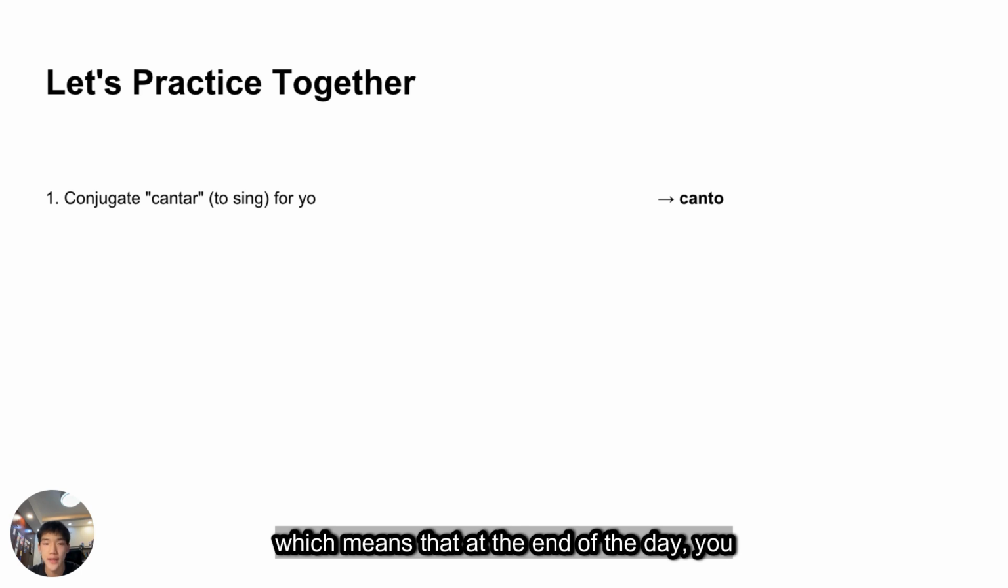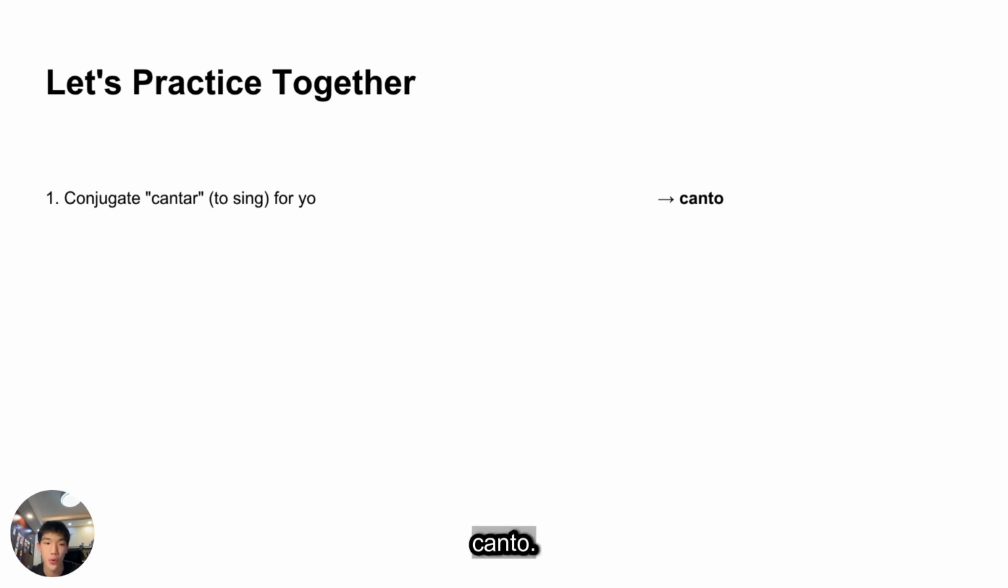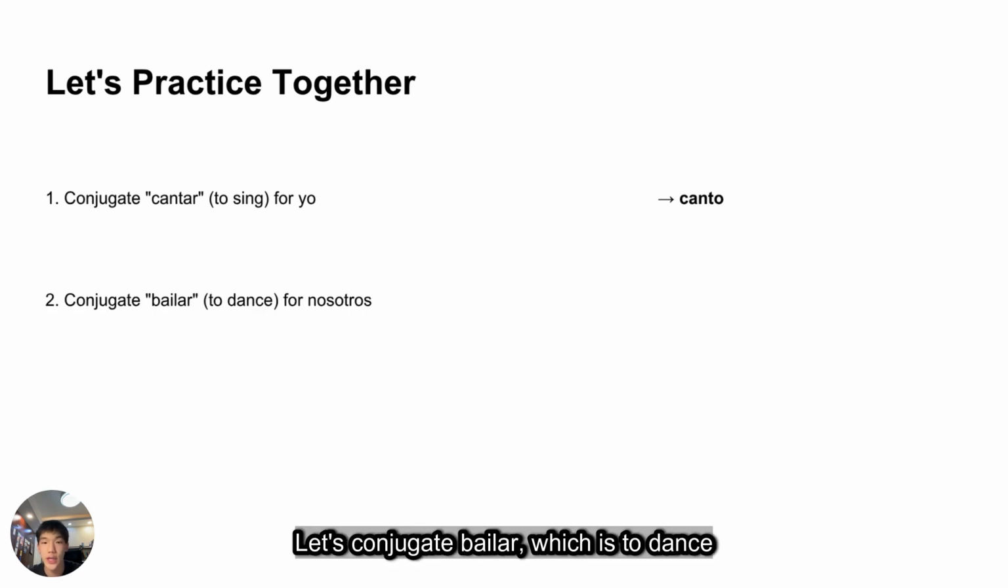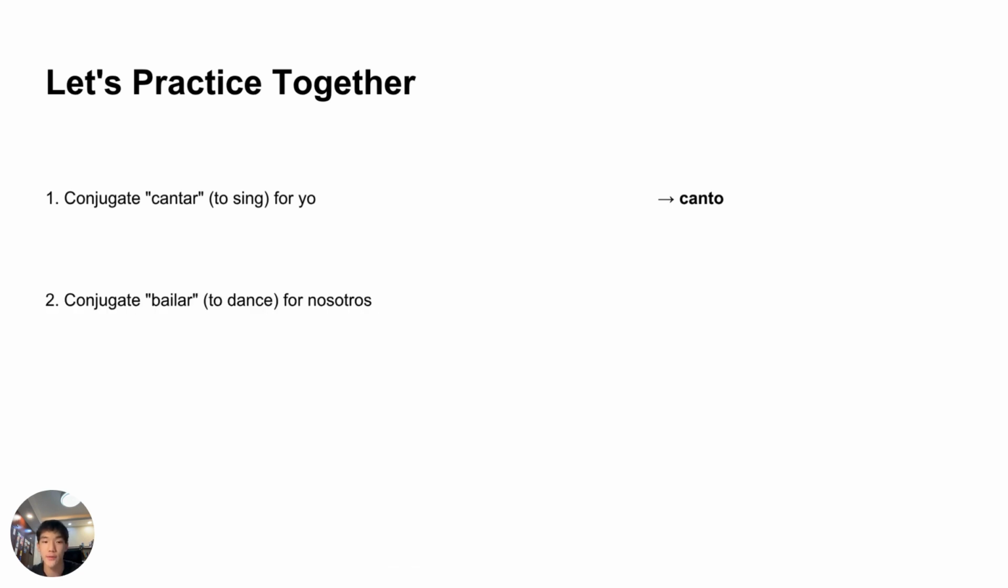Let's practice together. So can you conjugate cantar, to sing, for the yo, which is I? So the reason it's canto is because cantar, removed the AR, the stem is C-A-N-T, which means that at the end of the day, you just need to add an O because that's the way the yo form works. So you add it together, canto. Let's conjugate bailar, which is to dance, for nosotros.